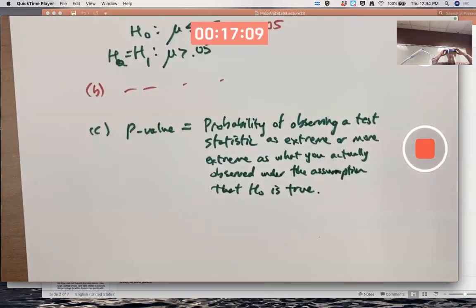It's the probability of observing a test statistic as extreme or more extreme as what you actually observed under the assumption that the null hypothesis is true. It is not the probability that the null hypothesis is true, which is what some people think. That was the thing I said 5 minutes ago that nobody can tell you the answer for.